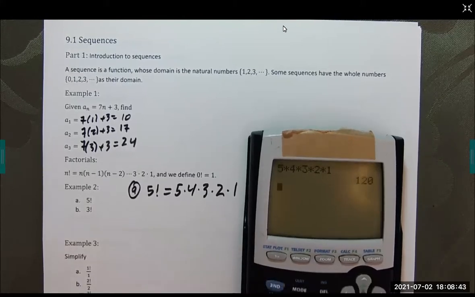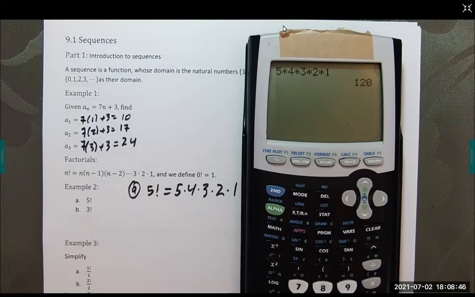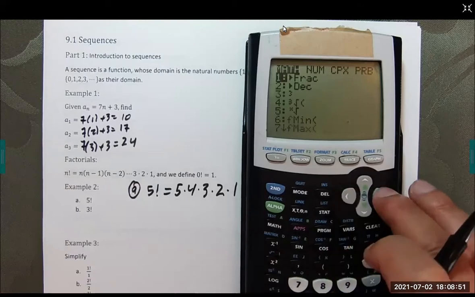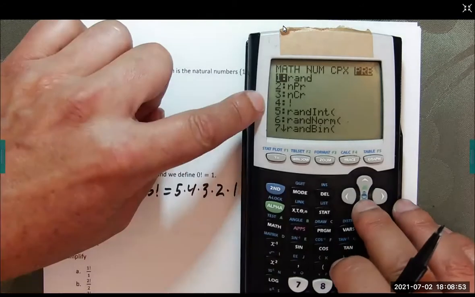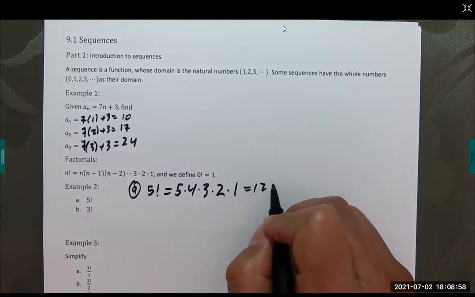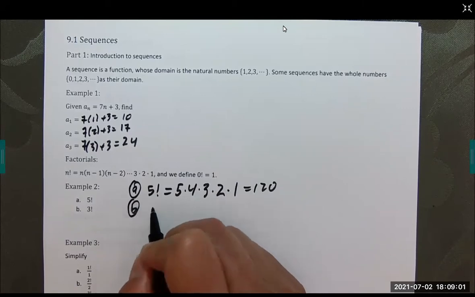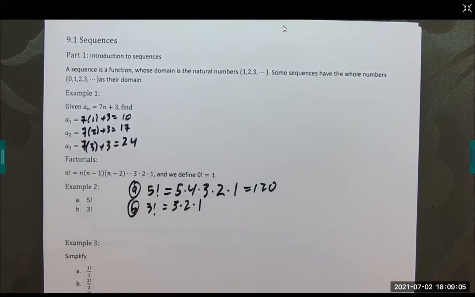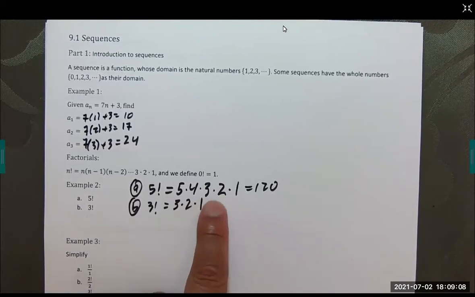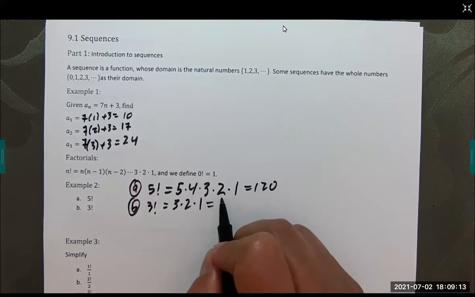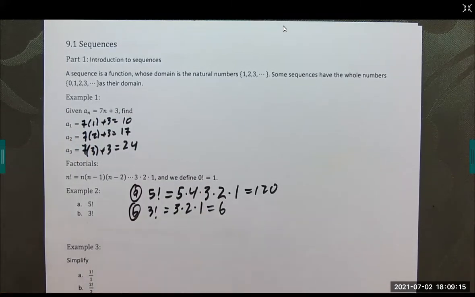Now, there is a factorial button. On this calculator, it's here. I hit math, go to there, and there we are with the factorial. Every calculator has it at a different place as well, so you'll have to learn yours. B, we have 3 factorial. 3 times 2 times 1. Now, I want to point out, do you see we have 3 factorial buried in the 5 factorial? Right? So we have 6. We'll come back to that, actually. We're going to align that up right now.